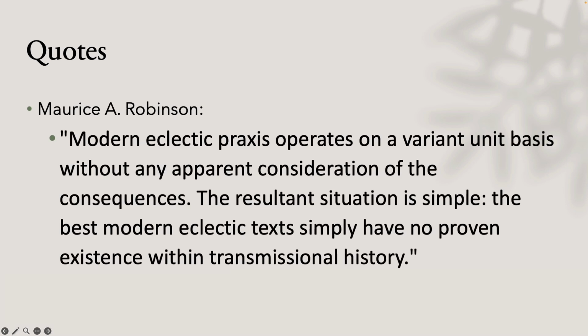The first one says, the modern eclectic praxis operates on a variant unit basis without any apparent consideration of consequences. The resultant situation is simple. The best modern eclectic texts simply have no proven existence within transmissional history. Basically what he's trying to say is that he's arguing that the eclectic texts lack any historical continuity, meaning that they don't reflect any transmission line from the early church. There's no line of transmission that shows these texts.